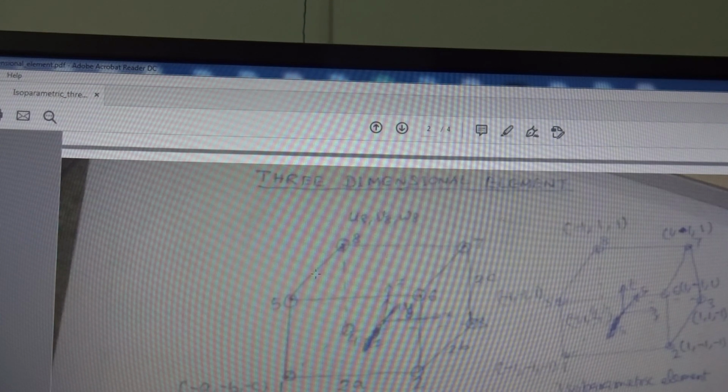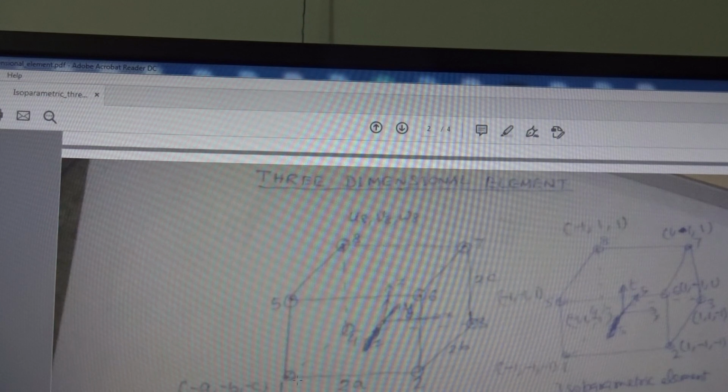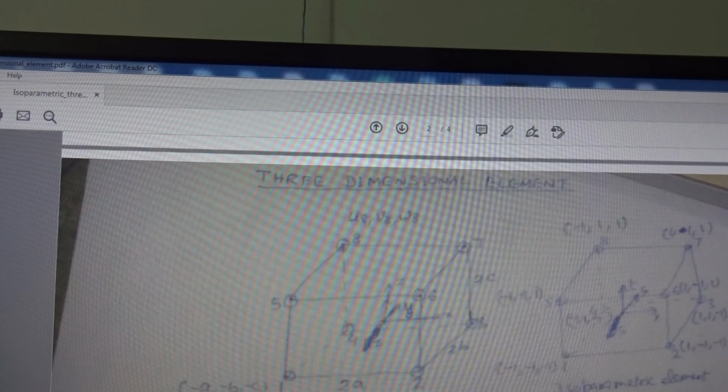So this one is the three-dimensional element, whose coordinates are x, y, and z, where x and y are in the plane and z is the upward direction. Node 1, node 2, node 3, node 4, node 5, node 6, node 7, node 8. This 2a is this length, 2b is this length, and 2c is the height, that is this length.